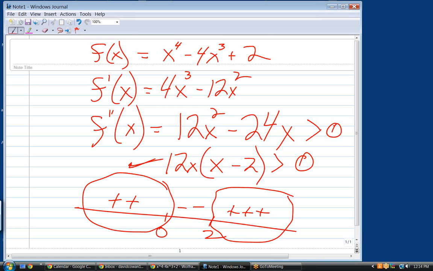Question 3, where are the inflection points? The inflection points are wherever the second derivative is equal to 0. In other words, it's concave up where it's greater than 0, it's concave down where it's less than 0, and the inflection points come at the exact spot where the concavity switches from up to down. And those two spots are 0 and 2.